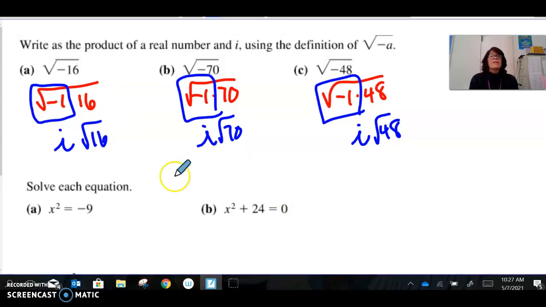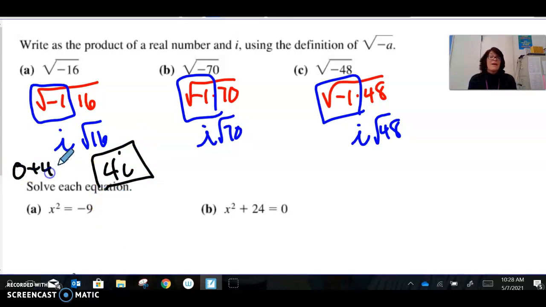Now I simplify. What is the square root of 16? We've been doing that since Algebra 1. Square root of 16 is 4. If I really wanted to write it as a complex number, I might write 0 plus 4i, but you don't have to do that. I think that's silly. We don't need the 0 there. We understand that the real part is 0.